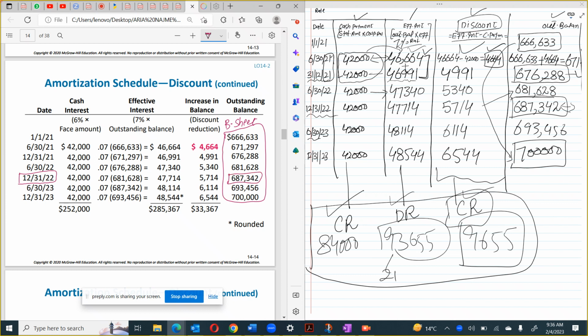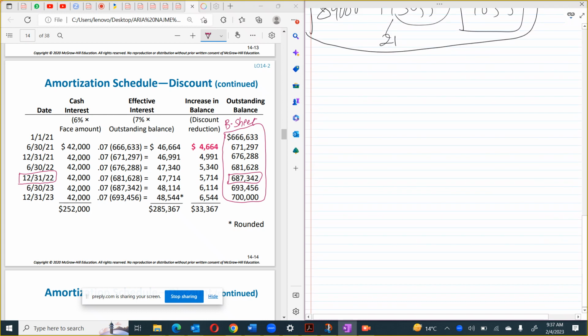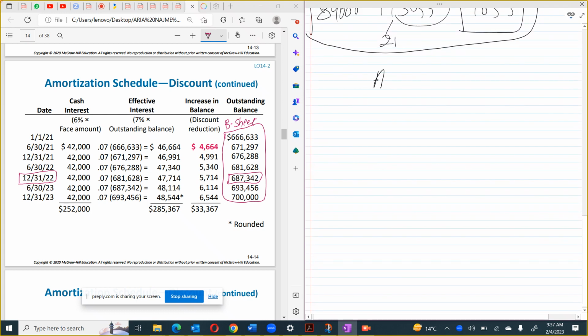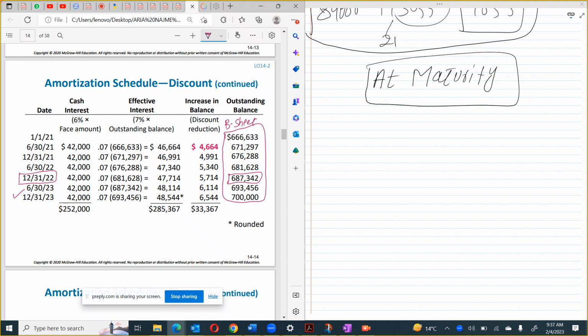Now, we are done with the during-the-period entries. The last question is what you will do at maturity. This is recording the transactions at maturity. When the bond matures, what is the maturity date? This is the last period, the maturity date.